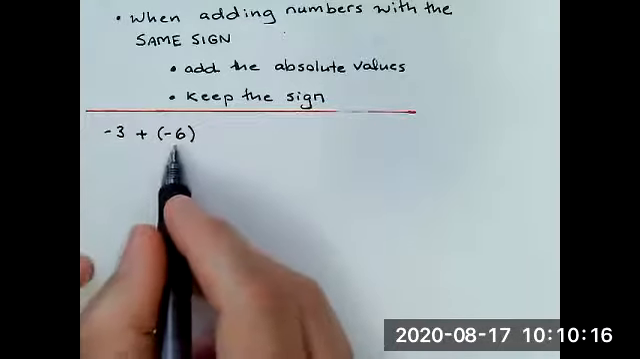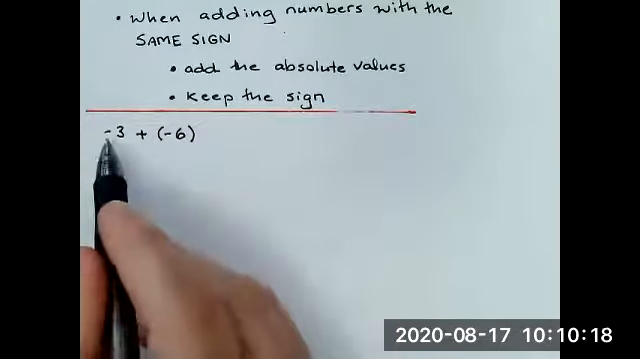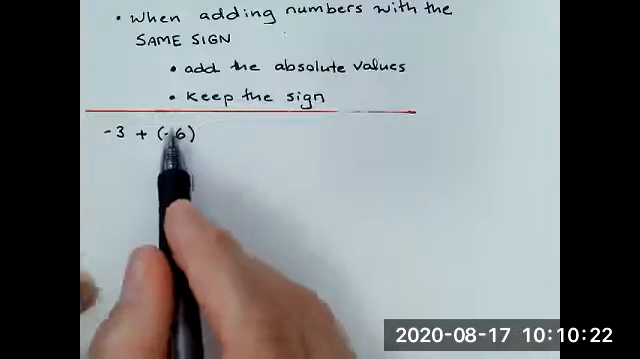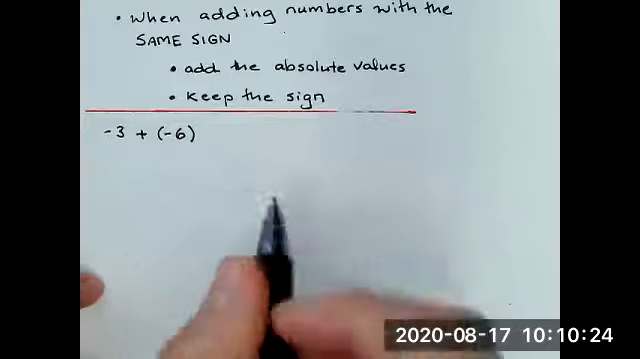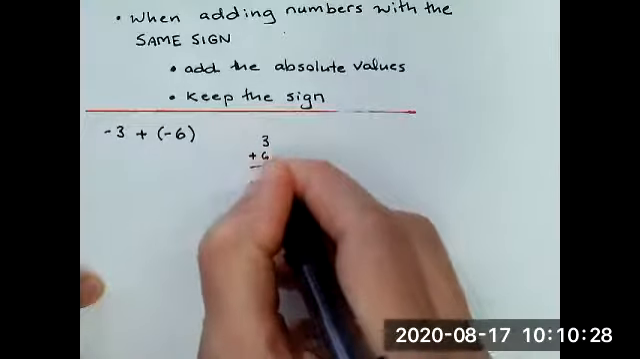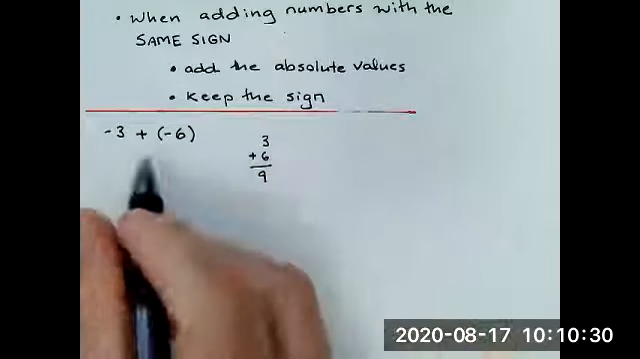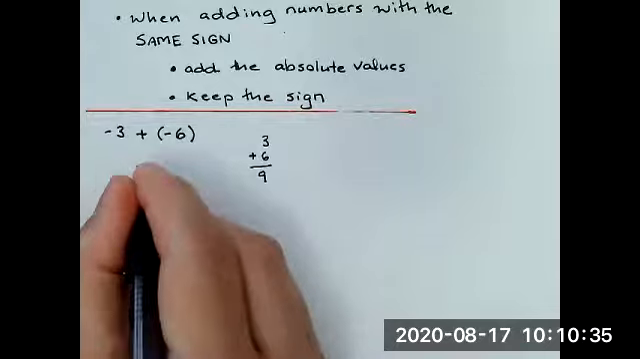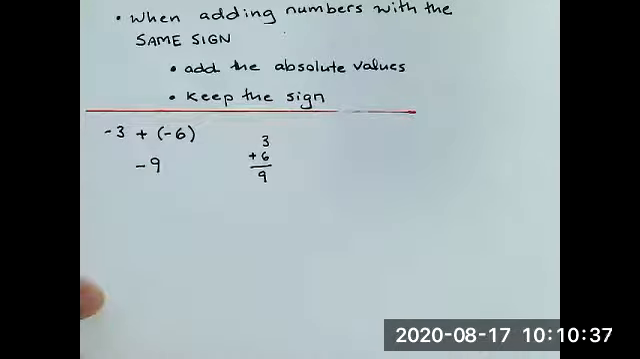-3 plus -6. Well, the absolute value of -3 is 3. The absolute value of -6 is 6. So we're just adding 3 and 6, which gives you 9. But you keep the sign. They're both negative, so the result is negative. Let's do another one.